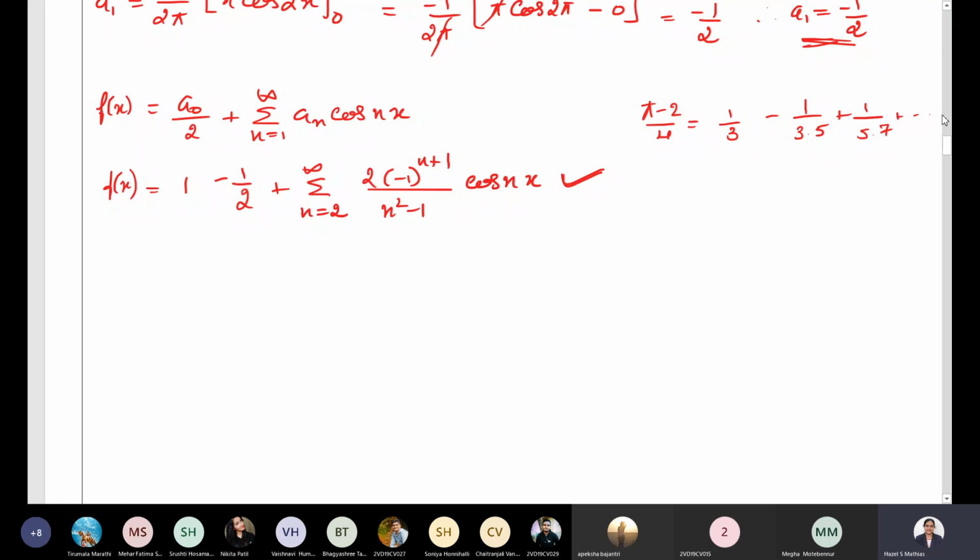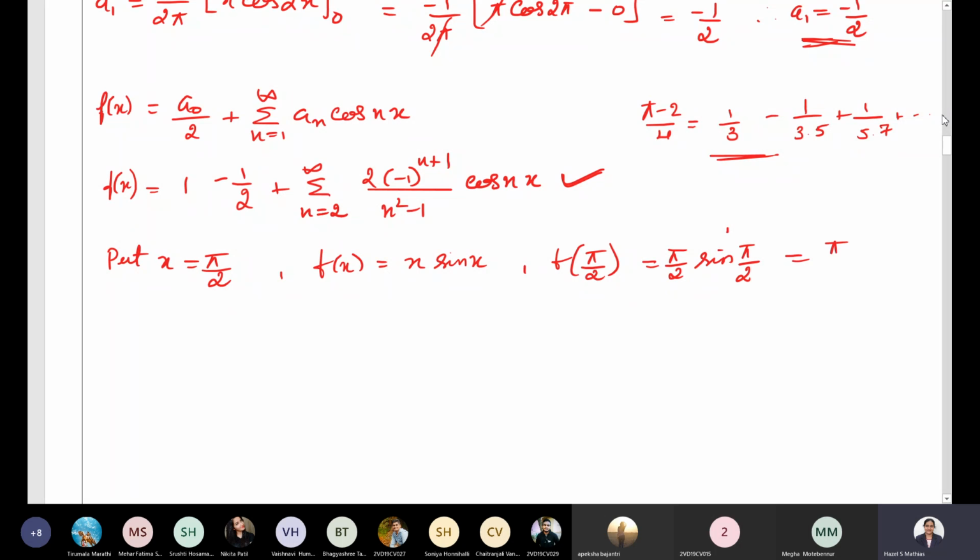So in order to deduce that, what we do is put x equal to pi by 2 in the Fourier series expansion. What is f of x? F of x is x sin x. So what is f of pi by 2? F of pi by 2 will be pi by 2 sin pi by 2, and we know sin pi by 2 is 1, so pi by 2 into 1 is pi by 2. So let's substitute x equal to pi by 2 in this Fourier series expansion. F of pi by 2 is pi by 2. We got it over here. So that equals, what do we get?